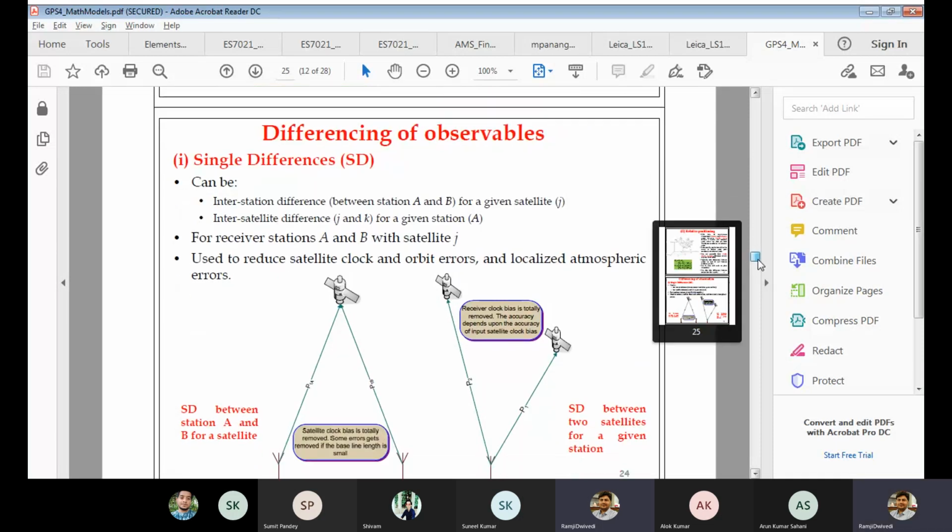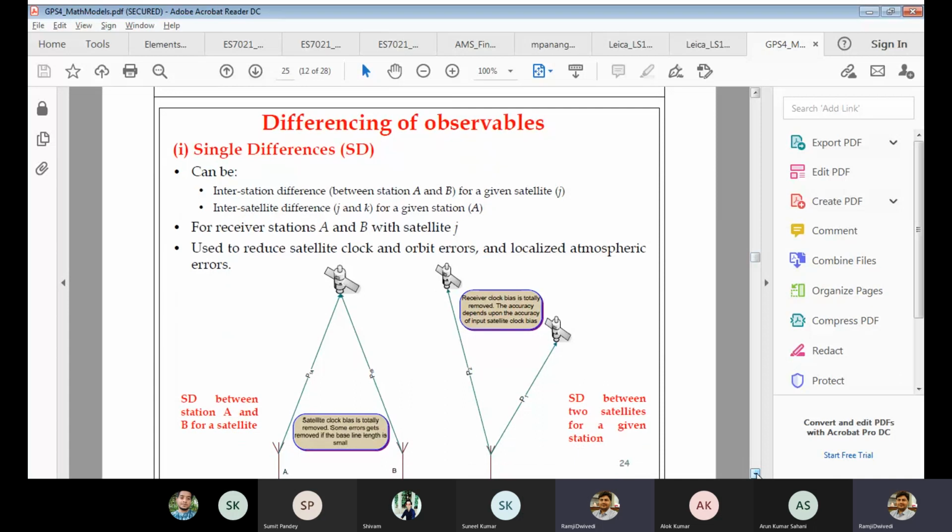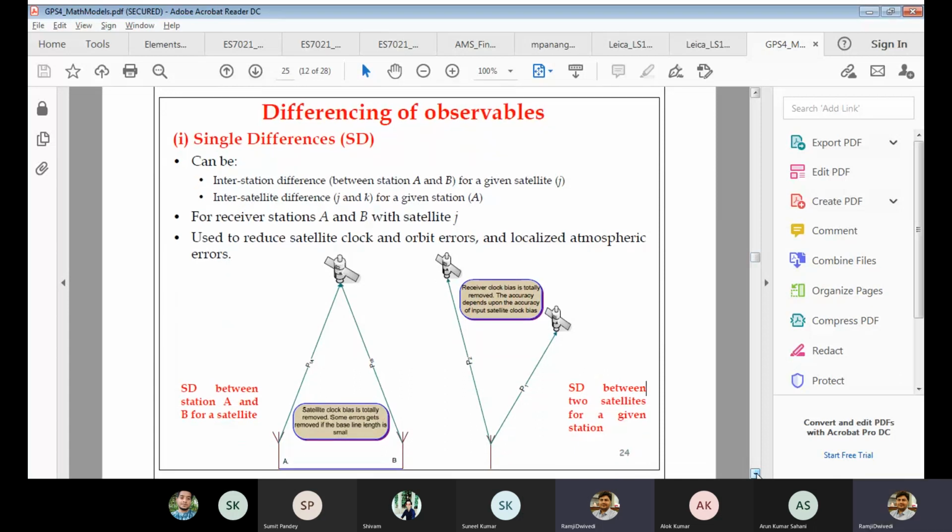So in this case, let's discuss the single difference first. So single difference is nothing but the first observable. The first observable is obviously the code pseudo ranges and carrier phase measurement at the individual receivers. Okay. So single difference means interstation difference between station A and B for a given satellite J. So you have A and B both as a receiver, and what you can do, you can have an interstation difference, or you can have an inter-satellite difference, that is for J and K for a given station A. Obviously, the second will not have a major role.